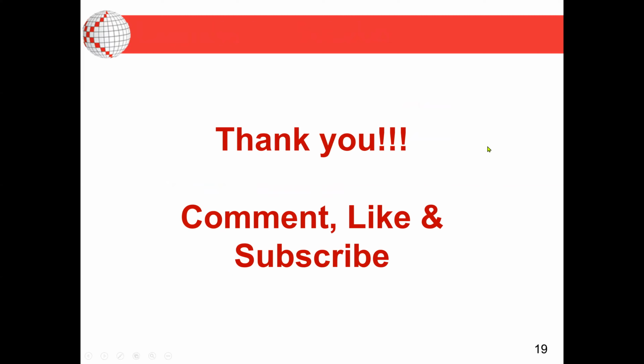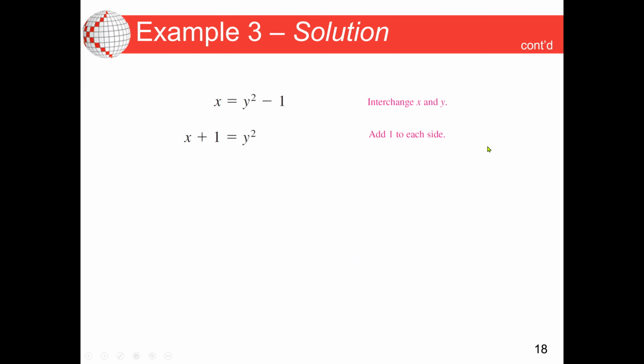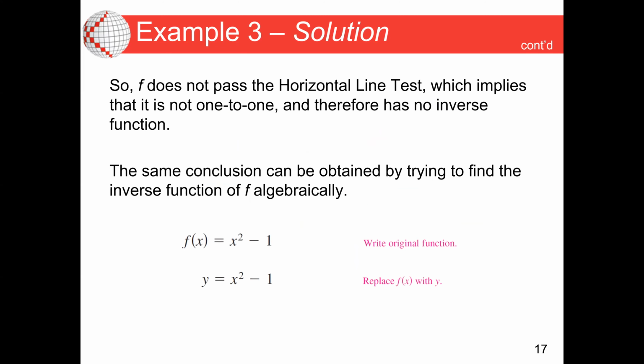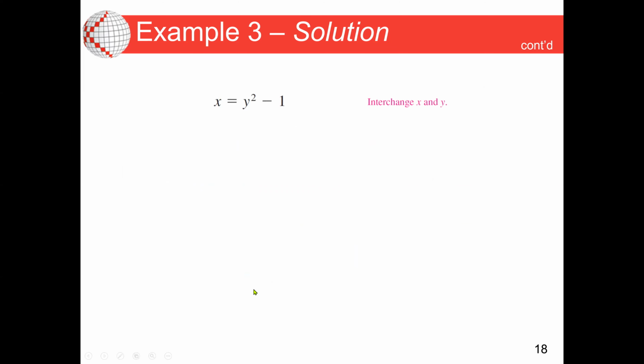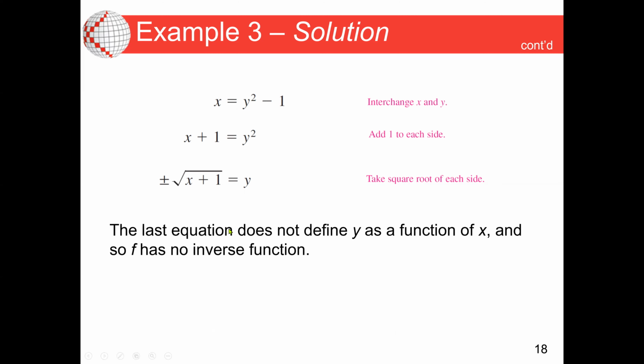But the actual function again is a function. The original function is y equal to x squared minus 1. It's a function. But this is not, because we have plus or minus, and there are some input values that can generate 2 outputs. So the inverse function is not a function.